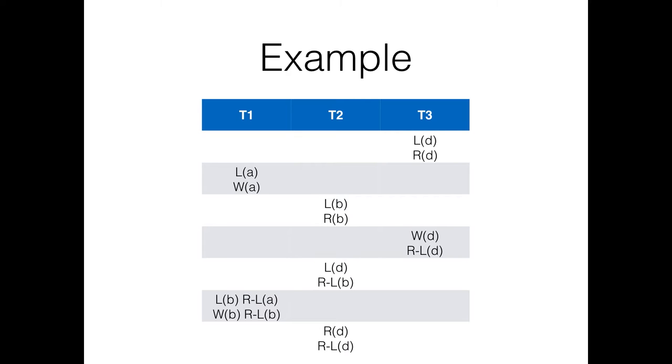So in this case, transaction three takes out a lock on D, performs a read on D, performs a write on D, releases the lock on D. That's going to ensure that transaction two can't perform a read on D until transaction three is done. So locking basically guarantees serializability, guarantees conflict serializability.